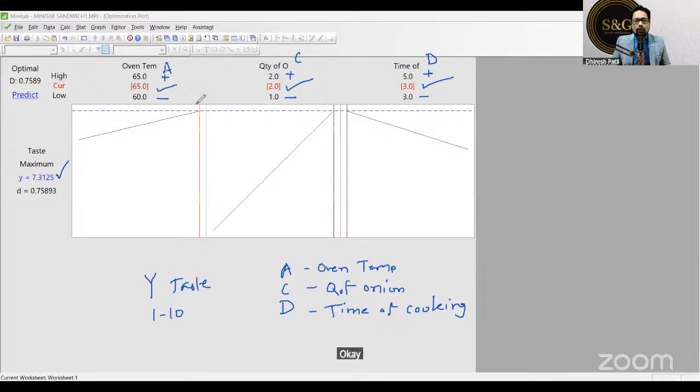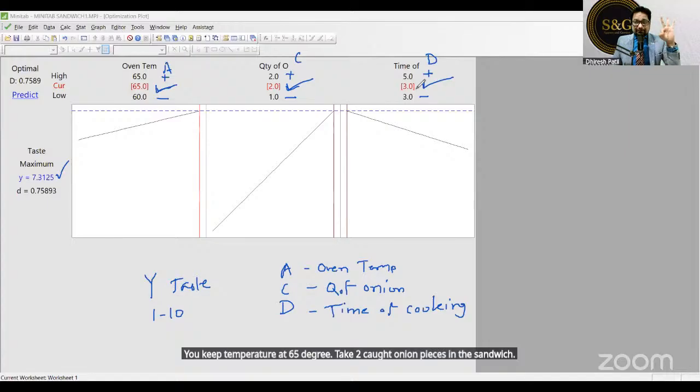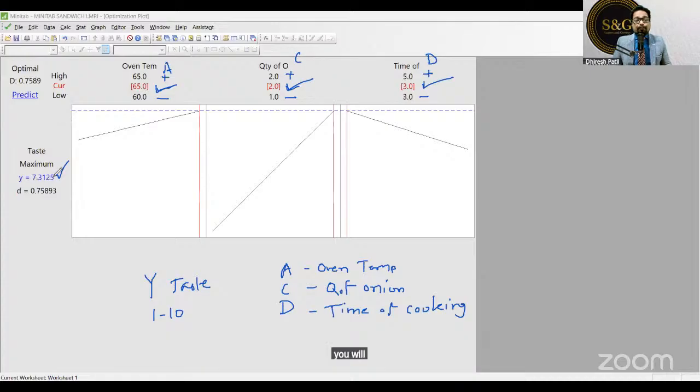Now you can see here, oven temperature you keep at 65, quantity of onion 2, and time of cooking 3 minutes. That means you keep the temperature at 65 degrees, take 2 onion pieces in the sandwich and cook it for 3 minutes. At 65 degrees centigrade, you will get a 7.3 rating of taste out of 10. Are you getting this? Just give me yes in the chat box. Have you understood this graph? Did everyone understand up to here? Just give me yes in the chat box.